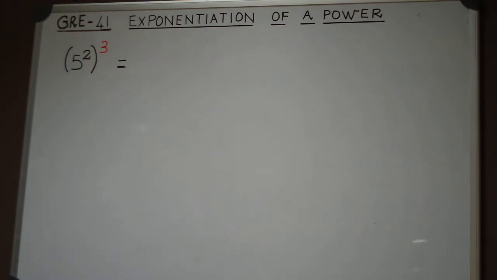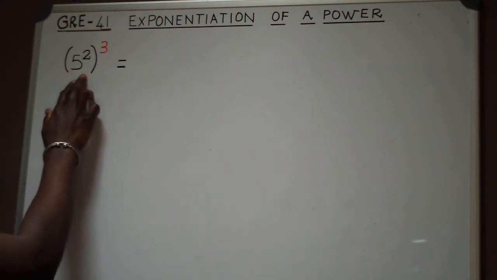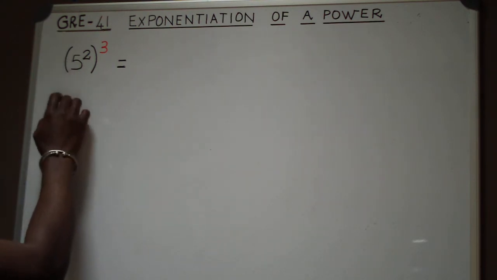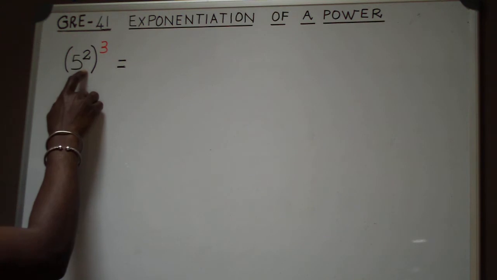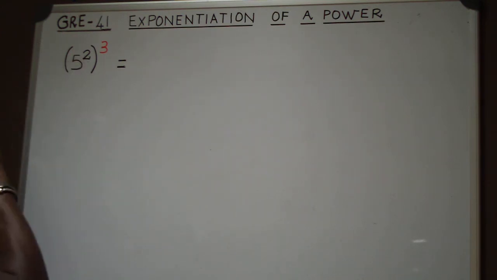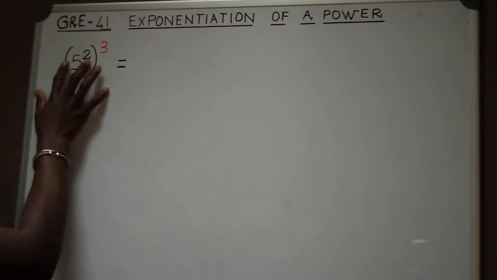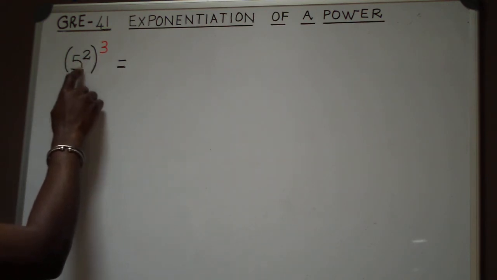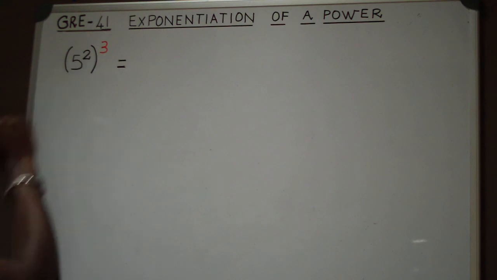What I would like to do today is to explain to you what exponentiation of a power is. In order to do this, I have taken the following example, which you can see on the board. Within the pair of brackets, we have a power. In other words, we have a number that has been raised to the exponent 2. Now, this power is being exponentiated by the number 3.